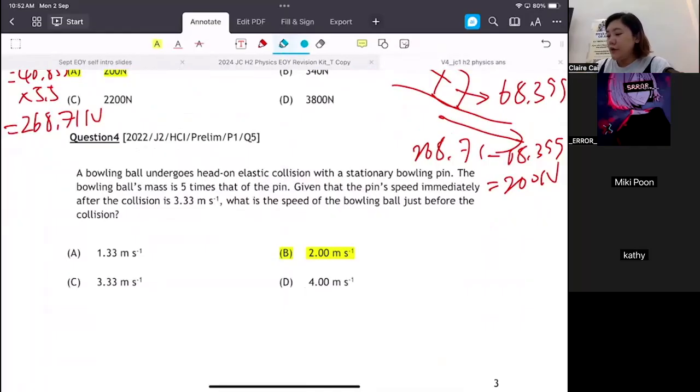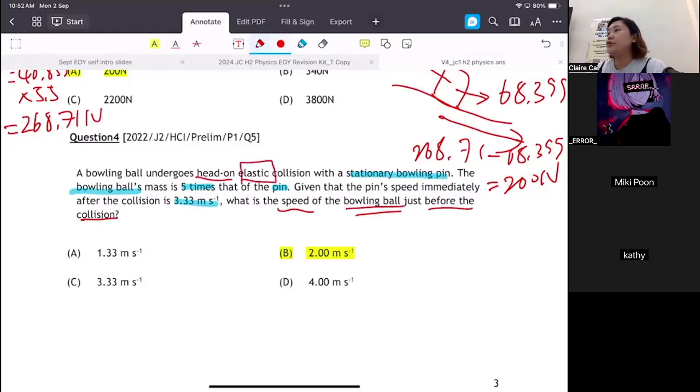Similarly, if you highlight the key variables, we have a stationary pin and a bowling ball. Its mass is 5 times the pin. The pin speed immediately after collision is 3.33. They're asking for the speed of the bowling ball before the collision. And of course, key information: this is a head-on elastic collision, so you can use both equations, conservation of momentum and conservation of KE, that is, the relative speed of approach equal to the relative speed of separation.